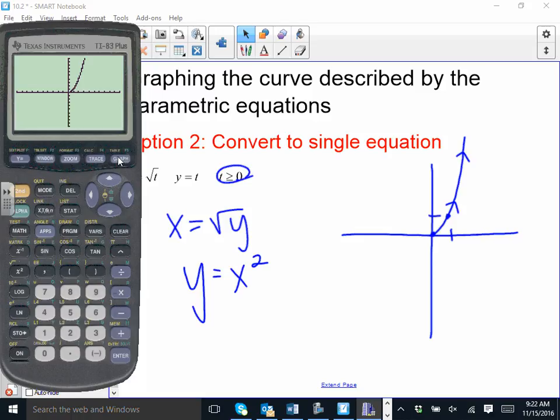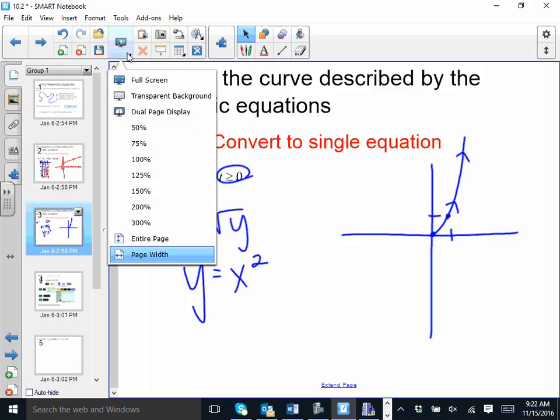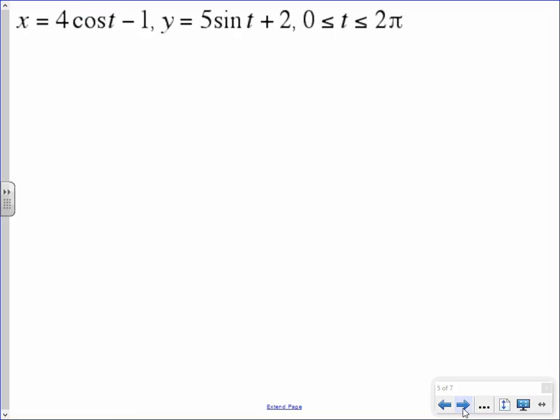I will expect you to be able to eliminate a parameter and draw a graph without using your calculator. Just know that that is an expectation that I will have. So let's try this one. I like this one. How in the world will we eliminate a parameter? Is the -1 inside the cosine? No, it's after. Okay.